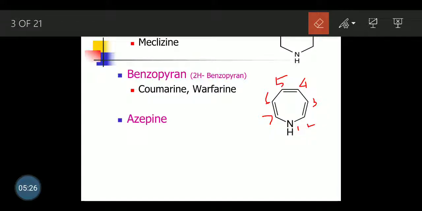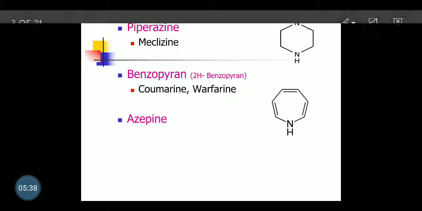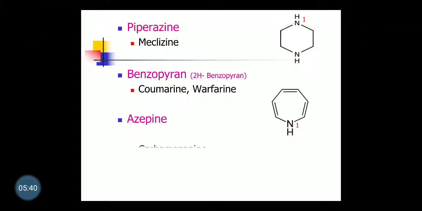Aza stands for nitrogen, and epine stands for a 7-membered ring. The numbering got extended till 7, which indicates that it's a 7-membered ring. So azepine is a basic ring. An example of a drug that has the azepine ring is carbamazepine, which is an antipsychotic drug that has the azepine ring in its structure. Next, 1,4-diazepine.